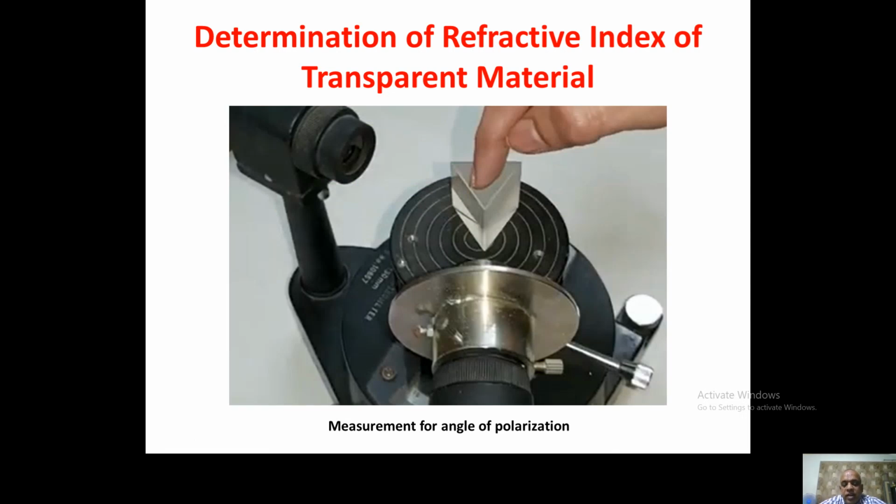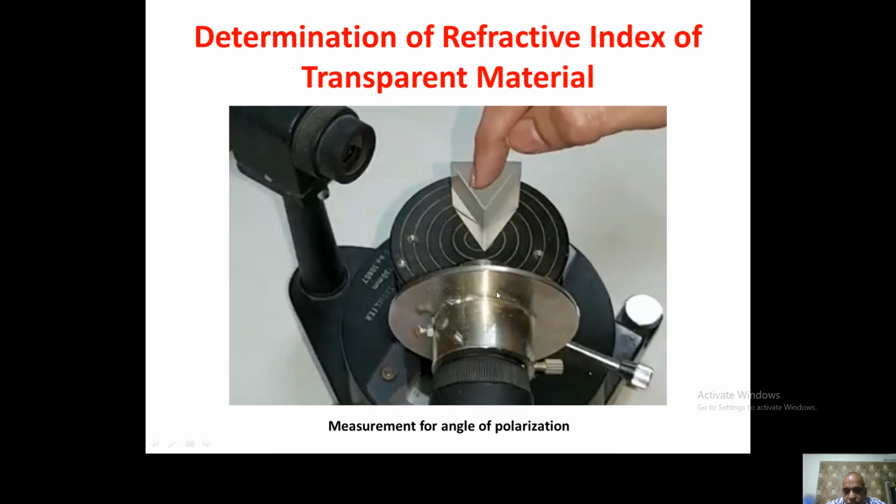Now, how to measure the angle of polarization? Place the prism on the prism table at the position of the angle of polarization. Now see here. This is our collimator. The light falls on the prism, is reflected back, and is seen through the telescope.